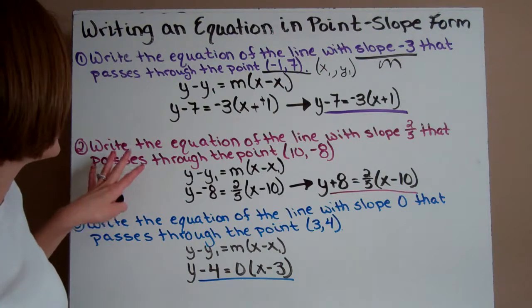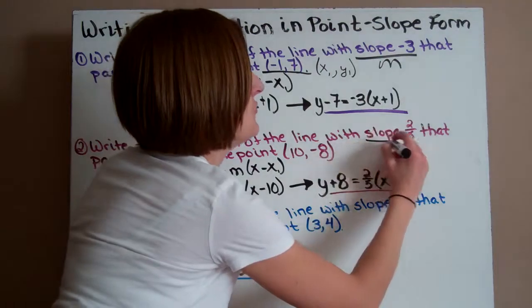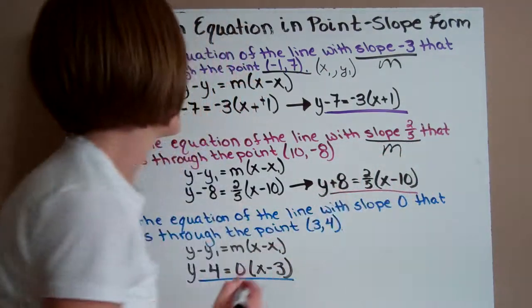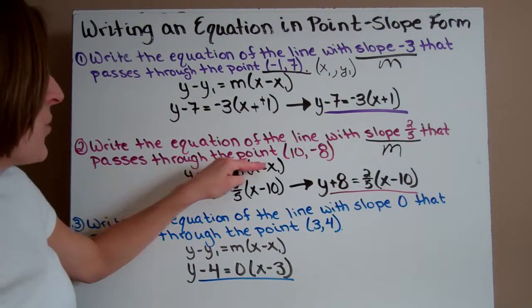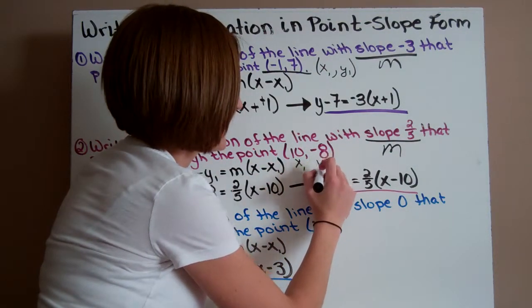Alright, the second one. We need to write the equation of the line with slope of 2/5, so there's my m, that passes through the point 10, negative 8. So here's my x1, here's my y1.